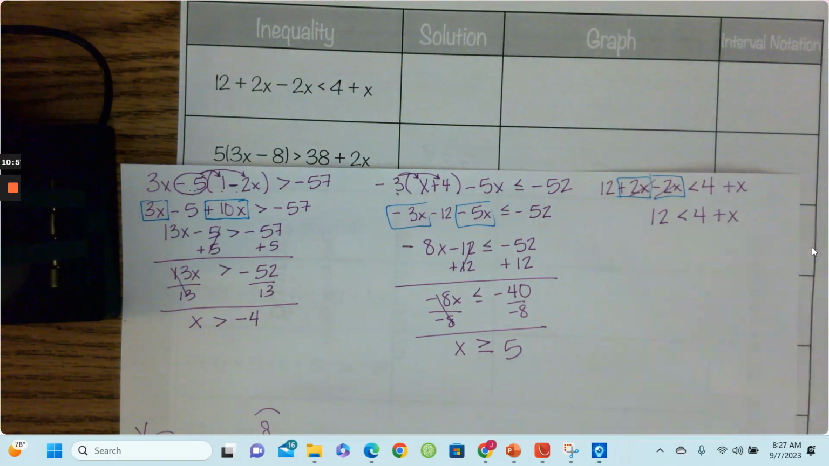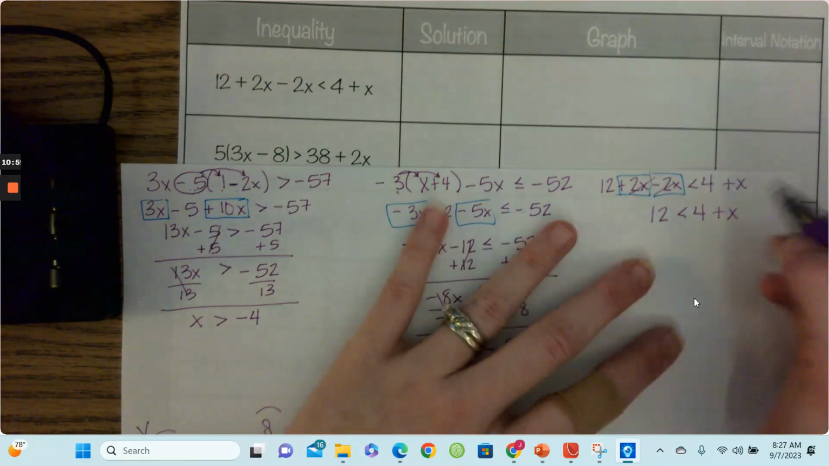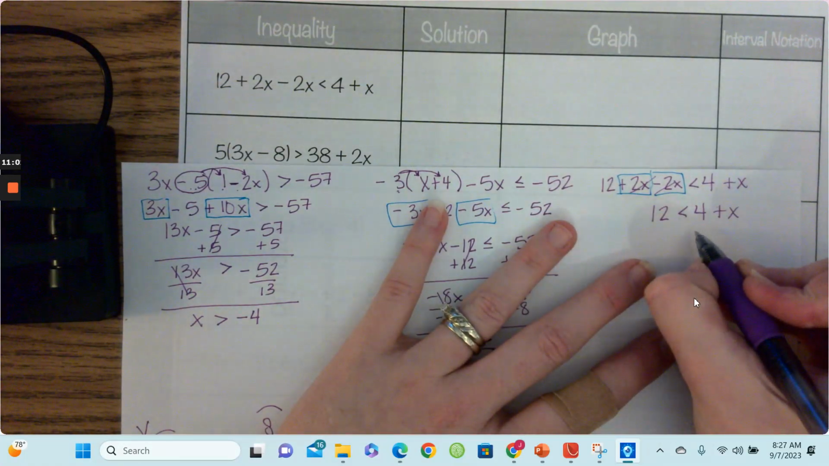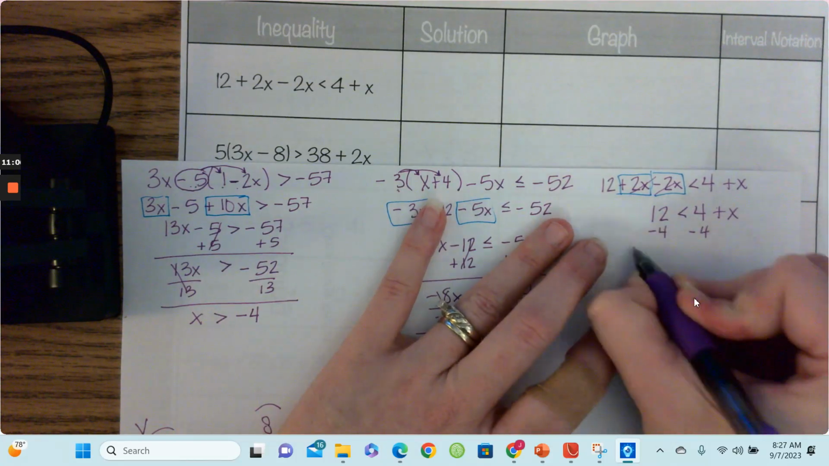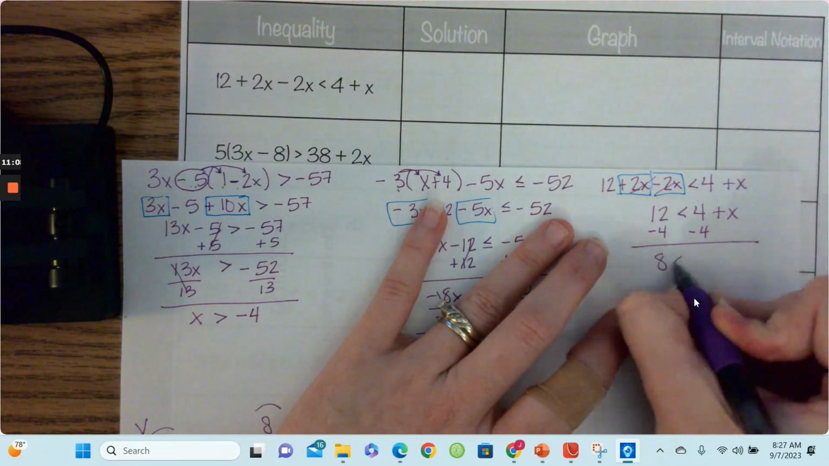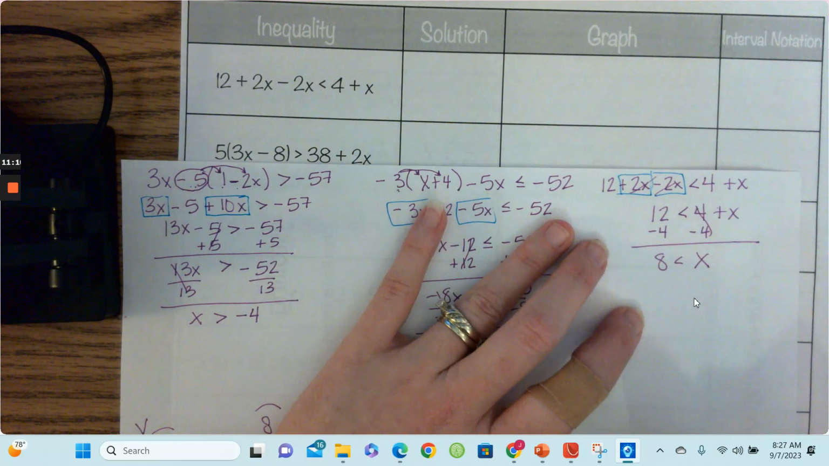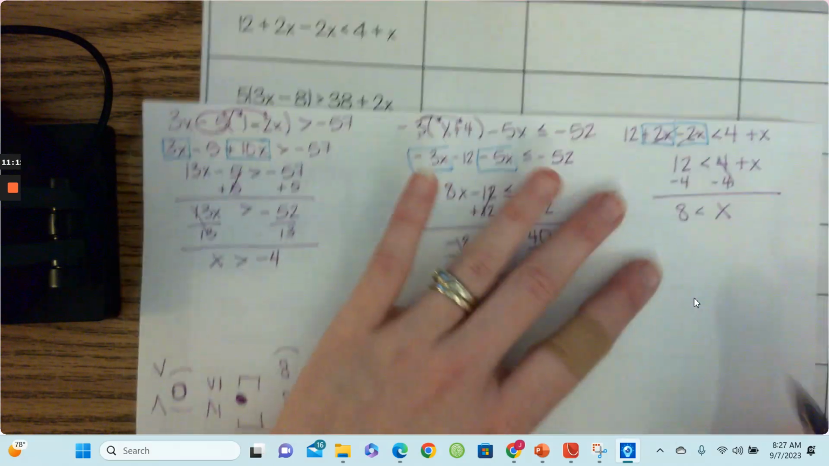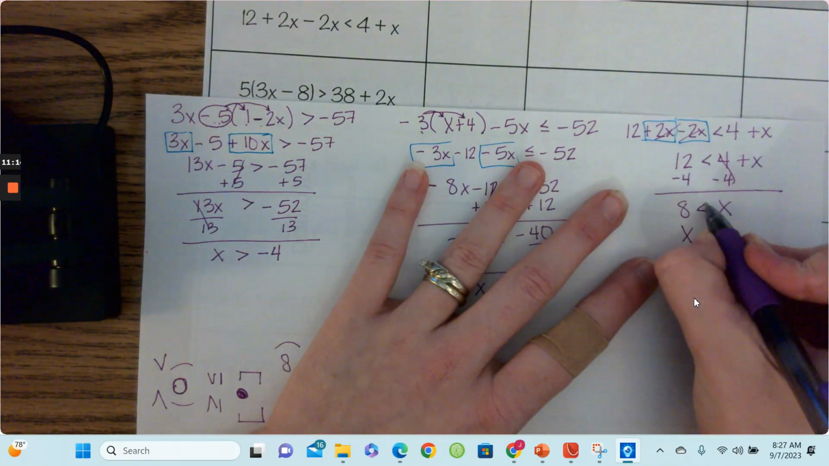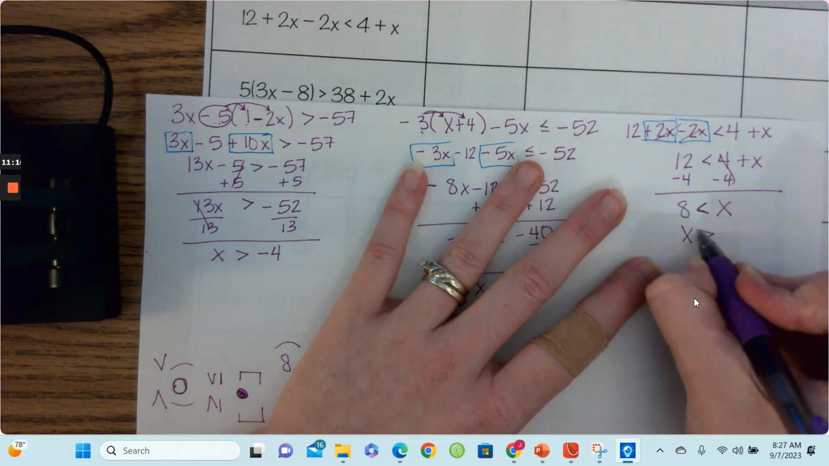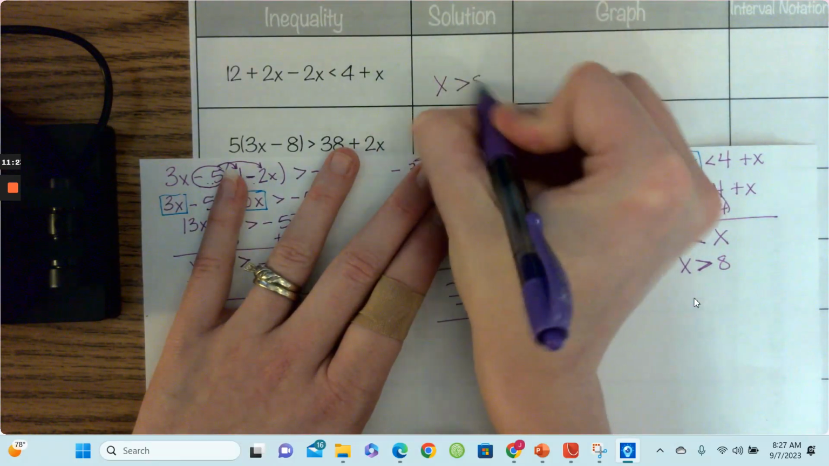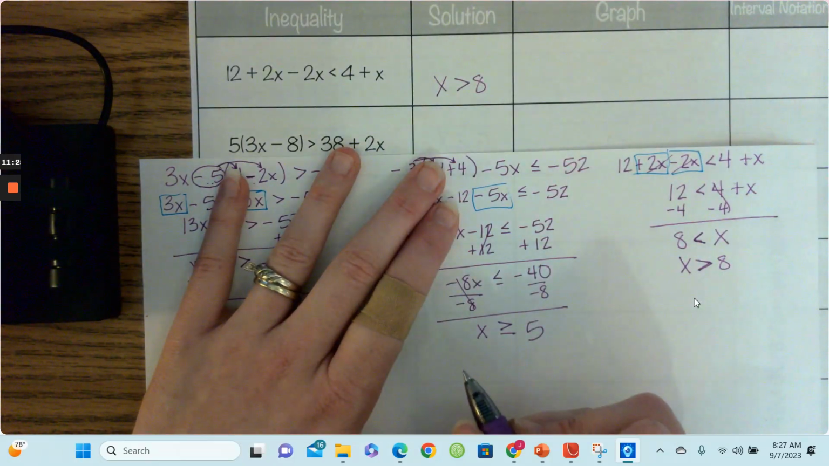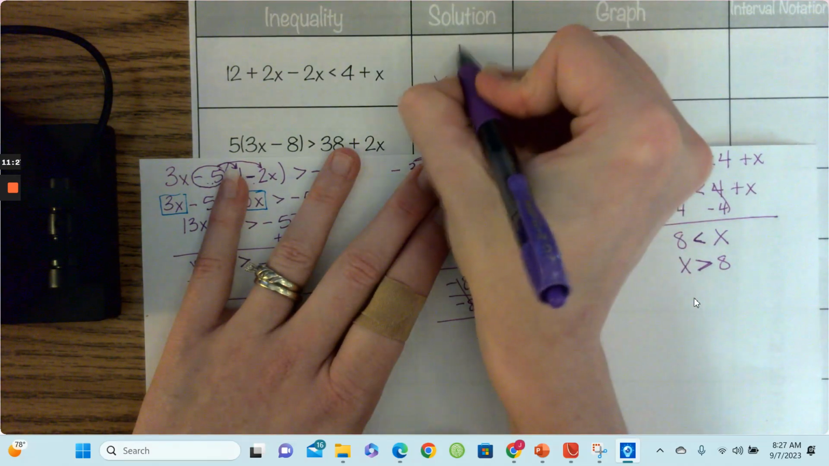Okay. So now what? Minus 4. So that's an 8. Okay. But I got things on the wrong side, so I have to flip the whole thing. Alligator's eating x. Alligator has to keep eating x. So x is greater than 8, which is I.